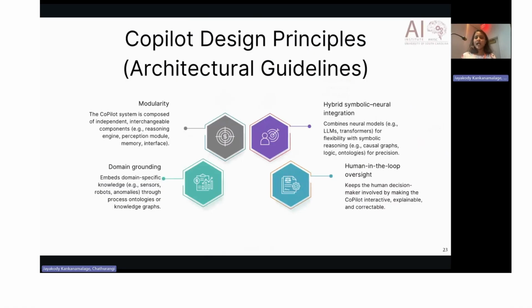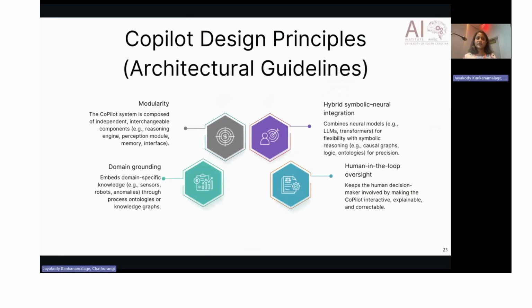And second, we use hybrid symbolic neural integration. The neural models include components like LLMs, statistical models, or any deep learning or machine learning models. They offer more adaptability to the systems. While symbolic reasoning methods like logic systems, causal graphs, ontologies and knowledge graphs can add more structure and interpretability to the copilot systems.